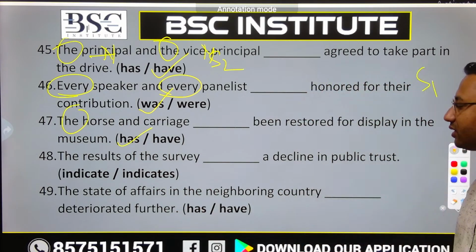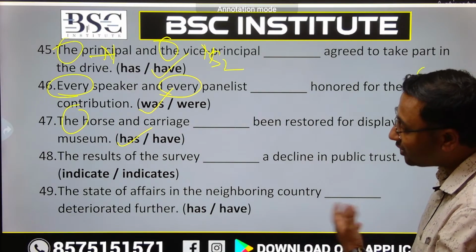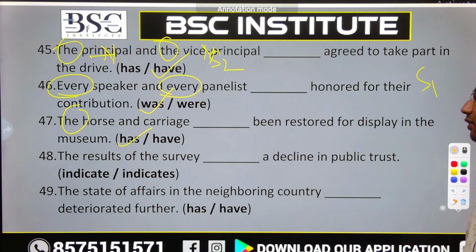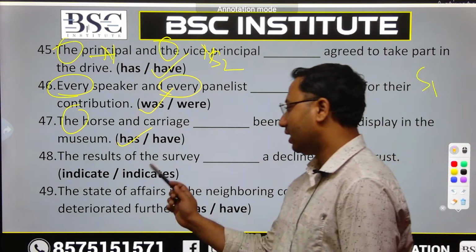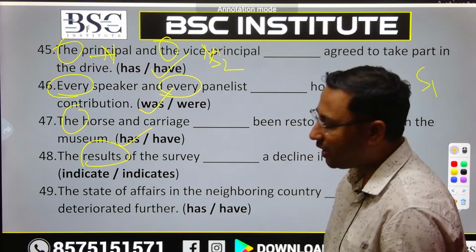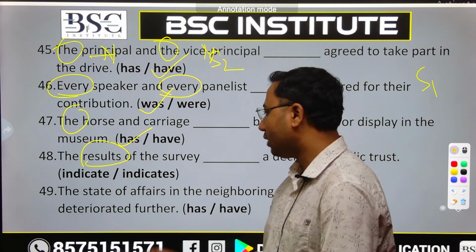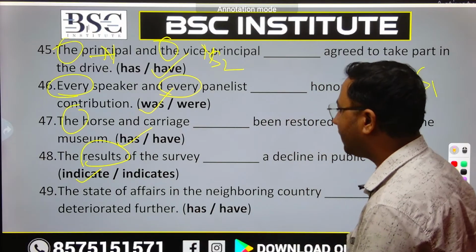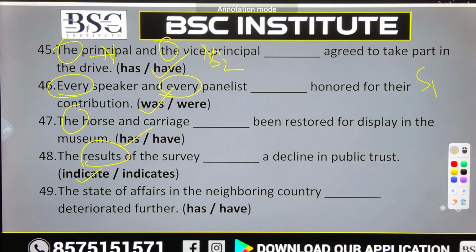The result of the survey, the results of the survey. If we only look at the full phrase, we will answer wrongly. The results of the survey: it is talking about the results, not the survey. Is results singular or plural? Certainly plural. So I cannot use "as", I have to use the verb without "s". The results of the survey indicate a decline in public trust.